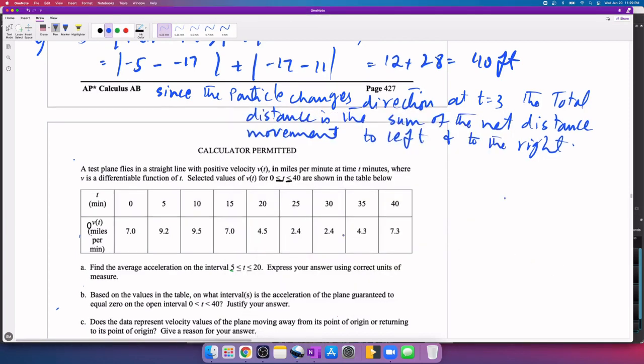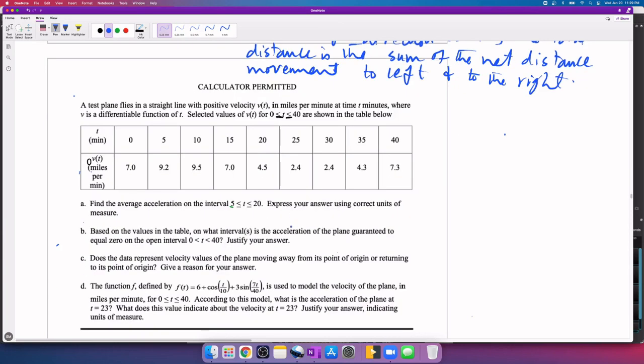Now let's see this question. That's a calculator permitted question. So we're going to use a calculator on that one. A test plane flies in a straight line with positive velocity v of t in miles per minute at time t. If v is differentiable, then it is also continuous. I'm just going to write that there because that's my v function. A function of t, selected values of v of t for 0 to 40 are shown in the table. So this is what I got.